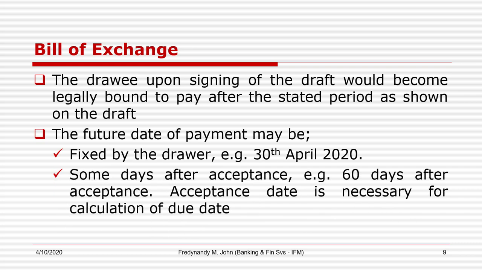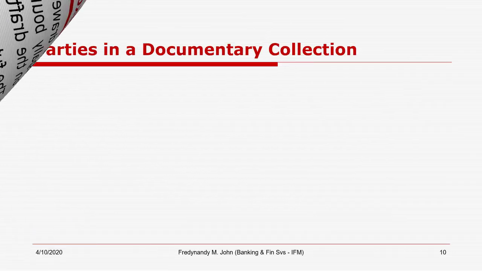This term, or the usance draft, requires the drawee to make payments either at a fixed date, for example, on the 30th of April 2020, or after the lapsing of a certain number of days, let's say 60 days after the acceptance. So it depends on the arrangement between the buyer and the seller.